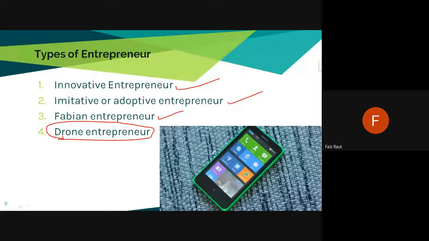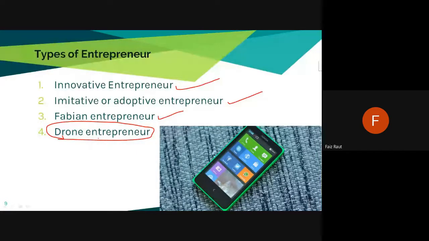Generally, what kind of people are drone entrepreneurs? They have their business model. They have become successful in their business model. Now the technology is changing, the scenario is changing, the problems which the people are facing through many products and services are also changing. Okay, but drone entrepreneur had succeeded few years back because of their business model.